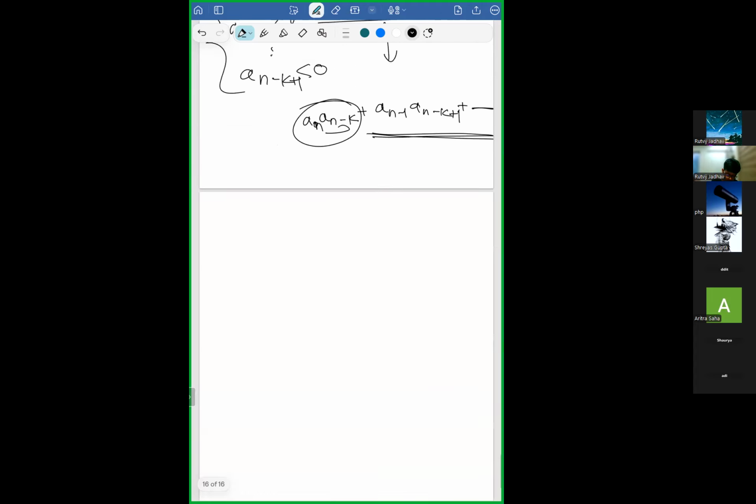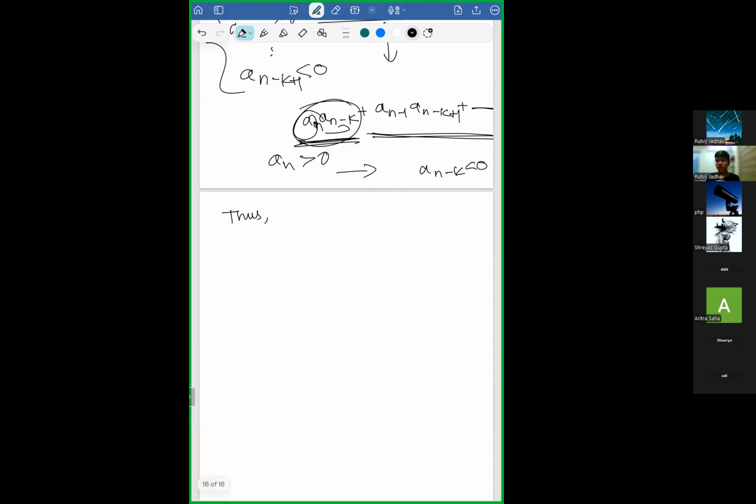Right. So we just have to consider this term, and here we already know that an is greater than zero. So to make the entire sum negative, we need that an minus k has to be negative because everything else is positive. So an minus k is negative.